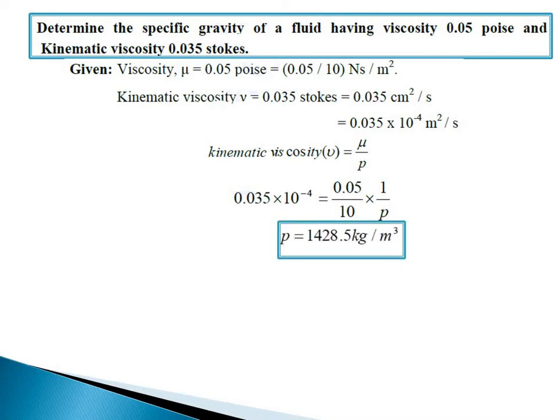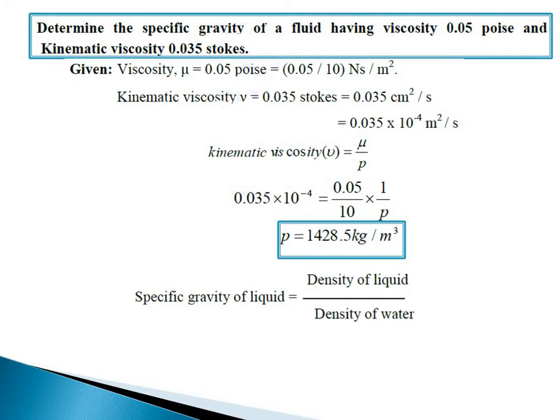The rho value is 1428.5 kg per meter cube. According to this density, we know that the specific gravity of a liquid is the density of the liquid divided by the density of the standard fluid, that is water. The density of the liquid is 1428.5 kg per meter cube, and the density of water, which is standard, is 1000 kg per meter cube. So it is divided by 1000, and the answer is 1.428.